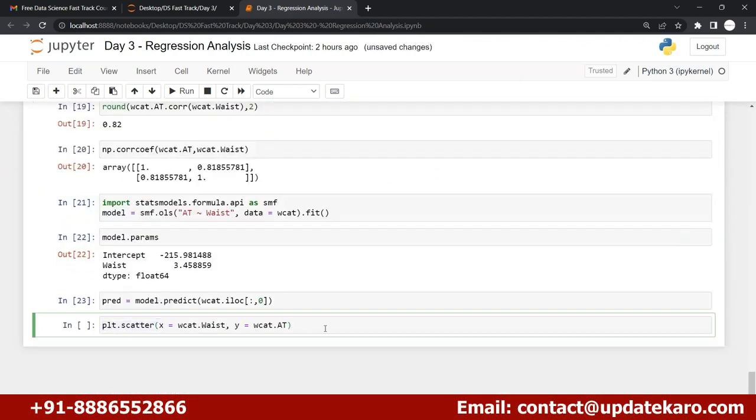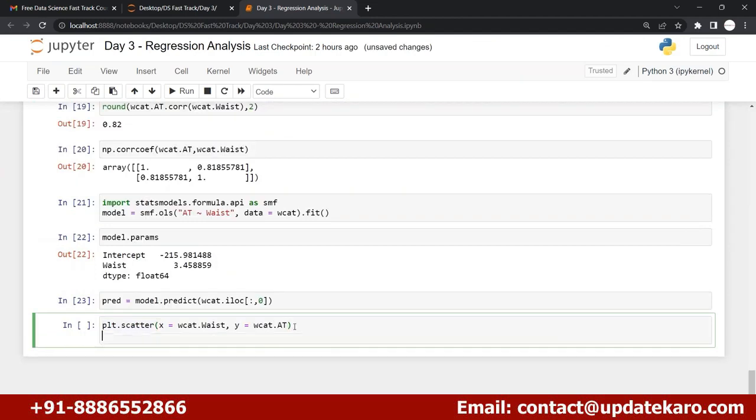Okay, this is my scatter plot I just created. Now the second thing is, let me use plt.plot. Why I'm showing you this is because first I showed you the scatter plot, and secondly I'm showing you the plot for the regression line we are creating. So let's go and create the regression line now.